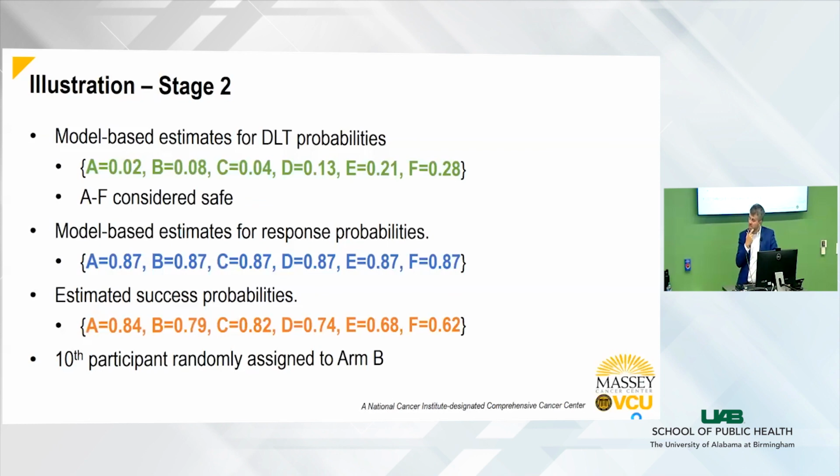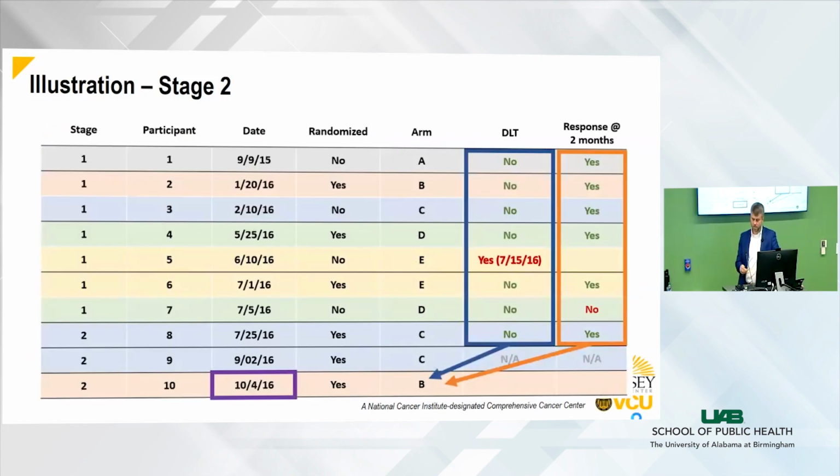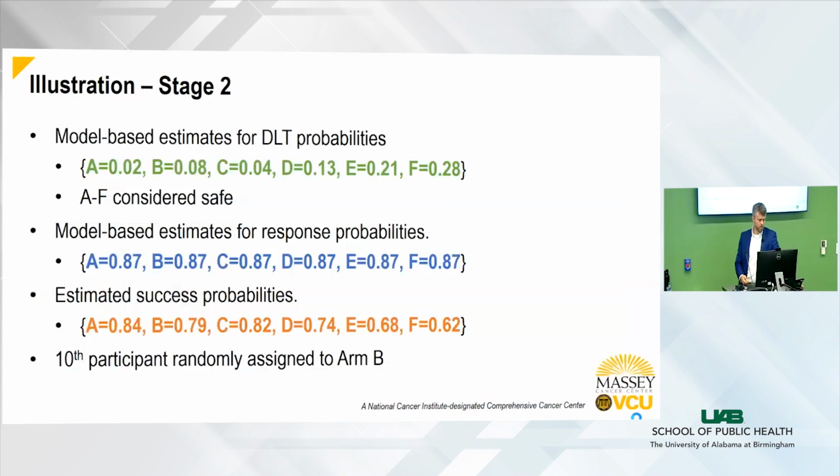So this is an illustration for the second stage, just real quickly. So at some point, I think at the point that I made this assignment here, or maybe it was one before this, I had DLT probability estimates that all look safe, right?